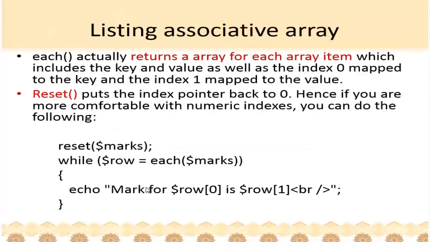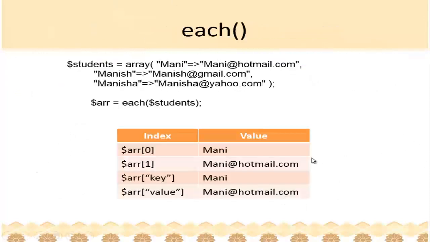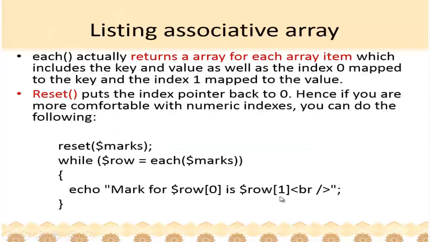So if you want to get the value, let's assume that you have the marks of the student, and if I want to display the index number and the marks of the student, I can just call each and then assign it to a variable here, and this will be an array. The first item will be the key, the second item will be the value. So we get the key value pair out of that. So you get the key and value.